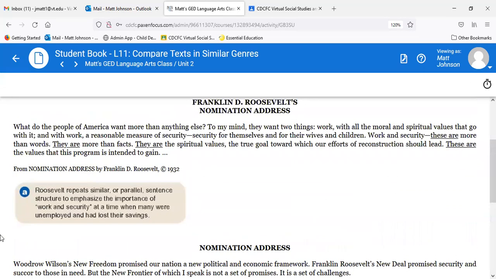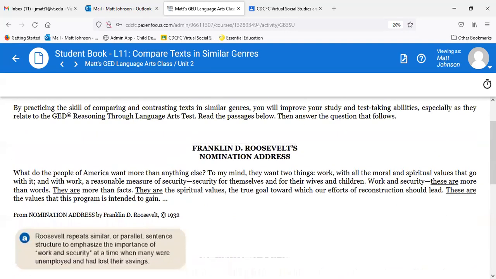I'll go ahead and read the text box here. First it says Roosevelt repeats similar or parallel sentence structure to emphasize the importance of work and security at a time when many were unemployed and had lost their savings. So look for that parallelism, look for those types of sentence structures here as I read. And the title is Franklin D. Roosevelt's nomination address.